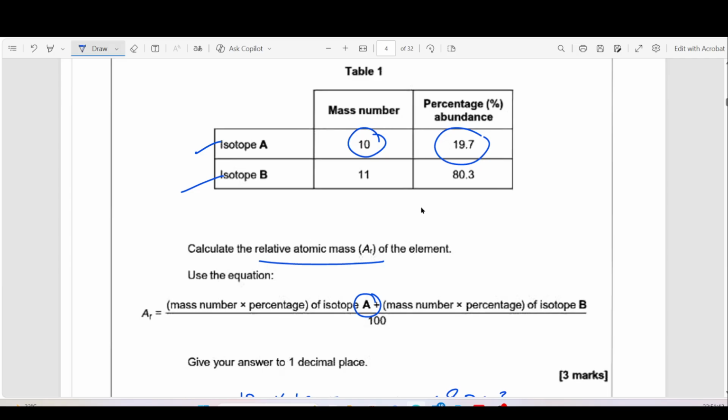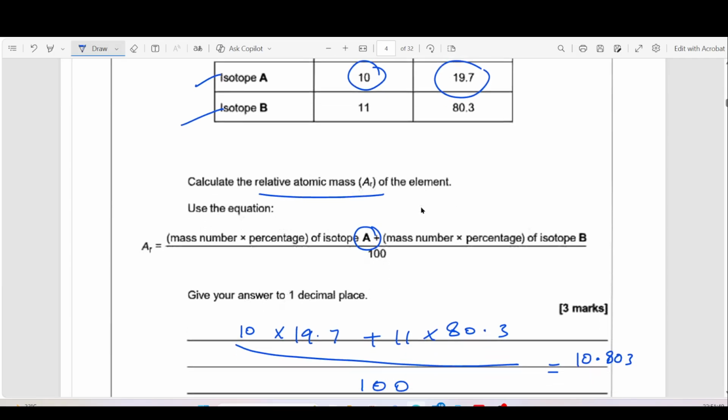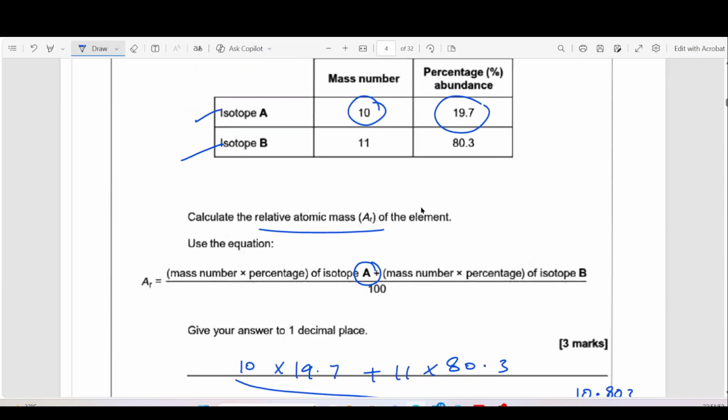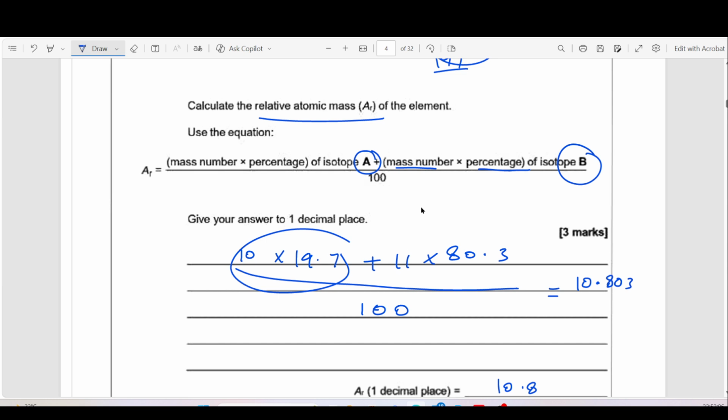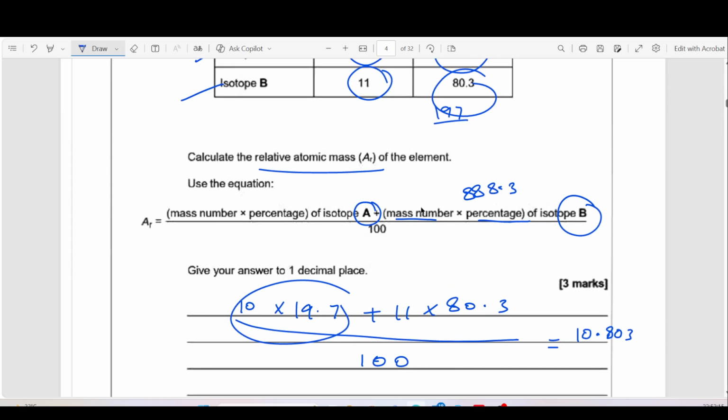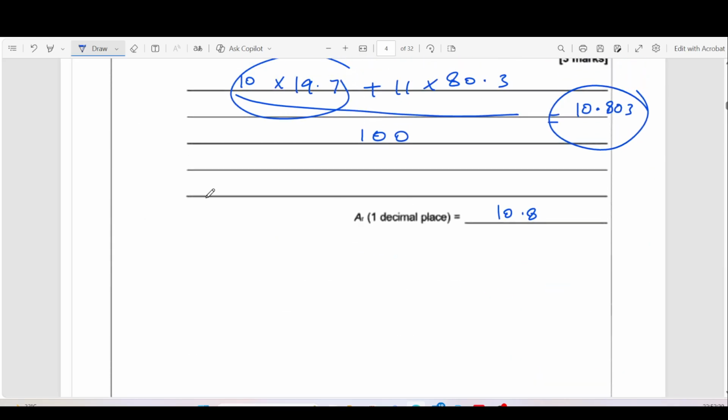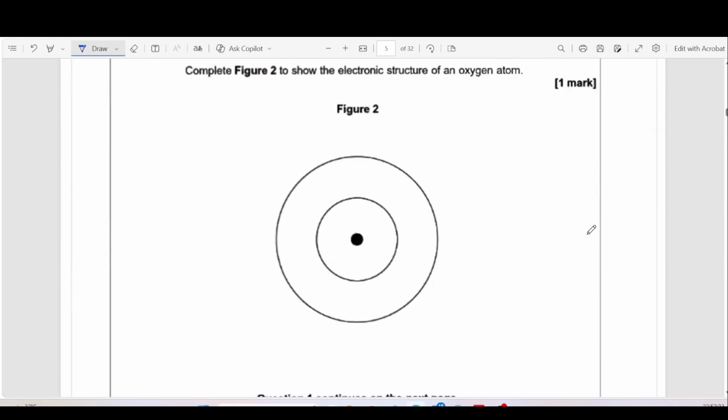So 10 times 19.7, if we multiply that, what will we get? We'll get 197, yeah. Then we have mass number times percentage of isotope B. So 11 times 80.3, and if we multiply that, 11 times 80.3 is basically 883.3. If we add 197 and this and divide by 100, this is what we will get. And because it says to one decimal place, the answer is 10.8.